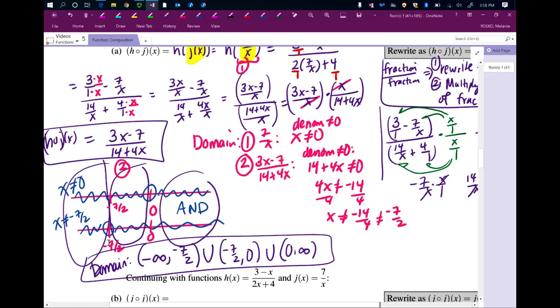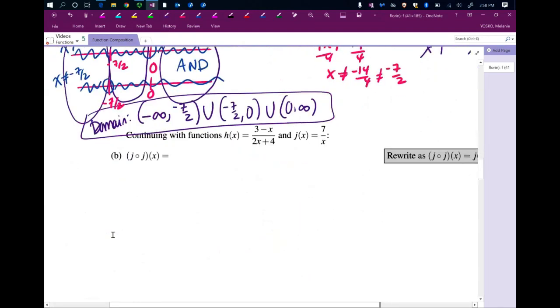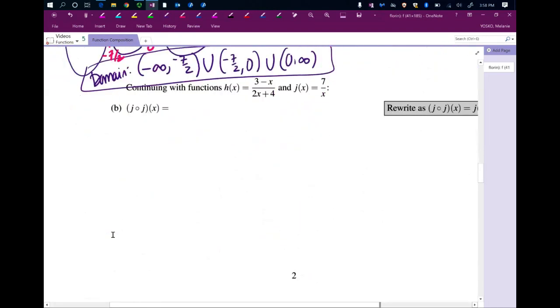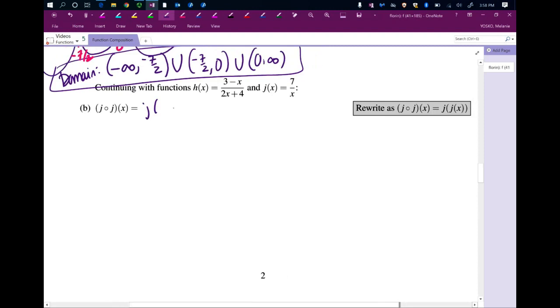Okay, let's try this again. Let's do another composition, same functions. H of x is 3 minus x over 2x plus 4, and j of x is 7 over x. So now we're going to do j composed with j of x. We can rewrite that as j of j of x, or j of 7 over x. We're replacing the input of j of x with 7 over x, which means this x right here is going to be replaced with 7 over x.